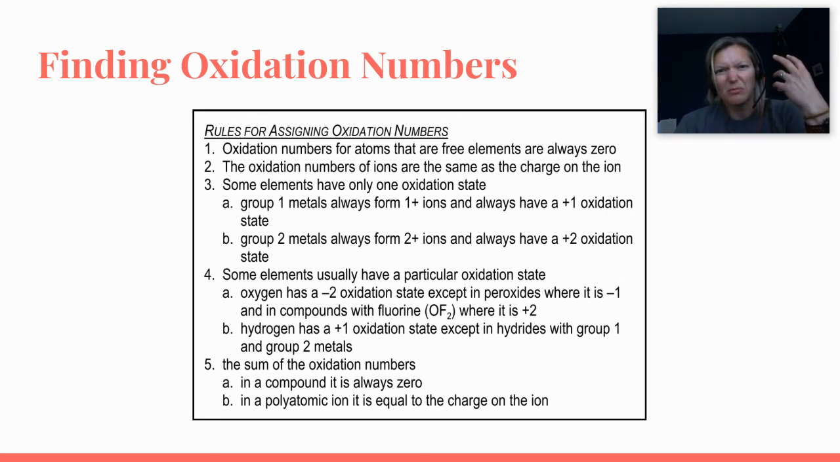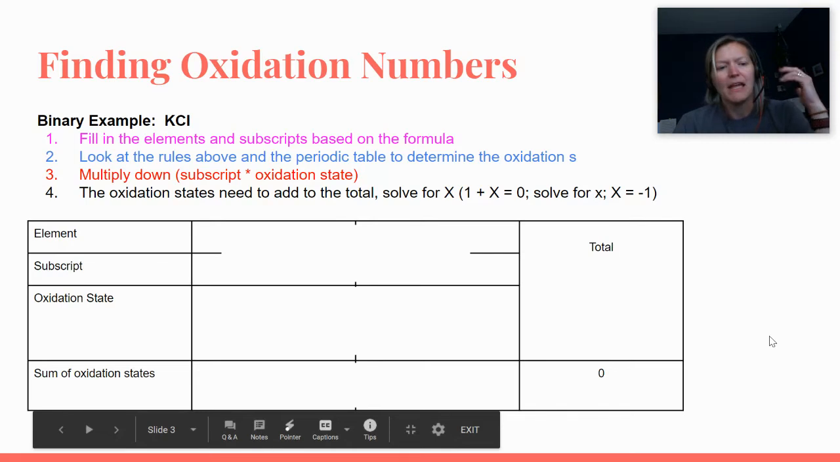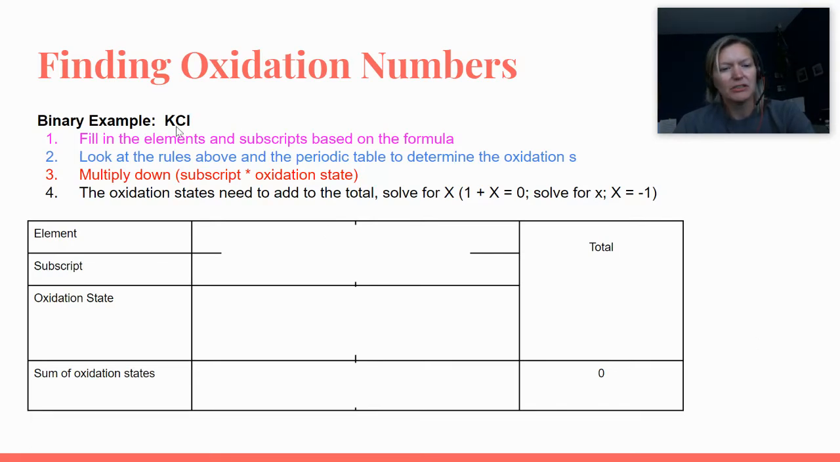Free elements, things that aren't bonded to anything, are 0. Otherwise, you need to look at this. If it's not on this list, go to your periodic table. So here's an example. It's binary. It's KCl. Okay, we're just going to look at that. And I walked through this. This is in your notes.